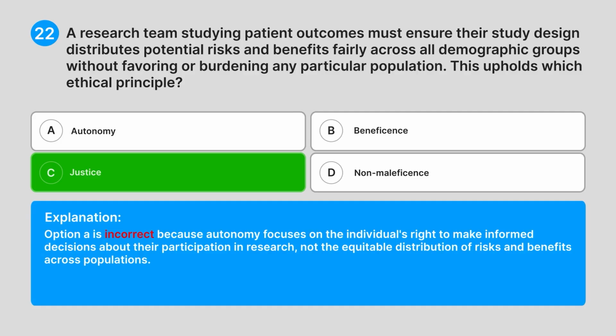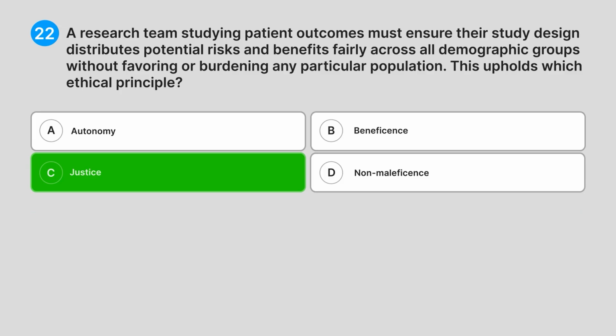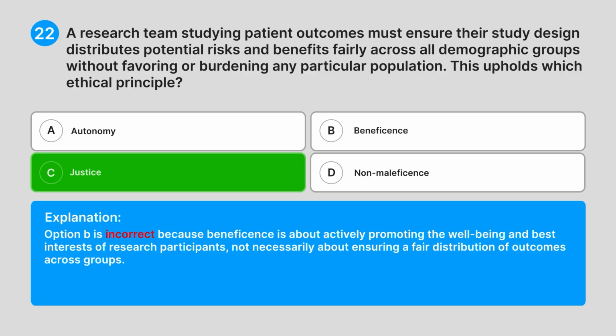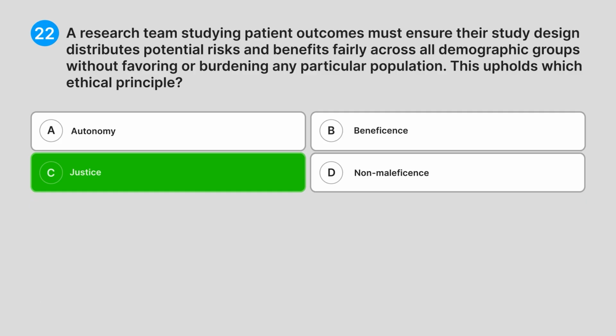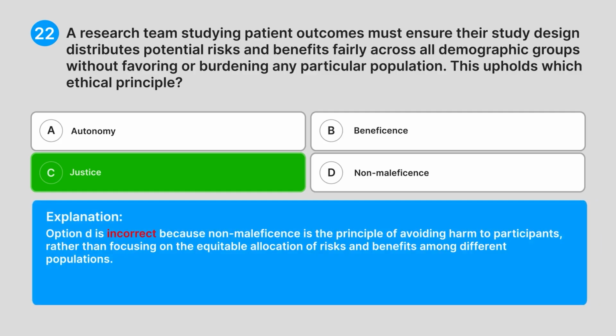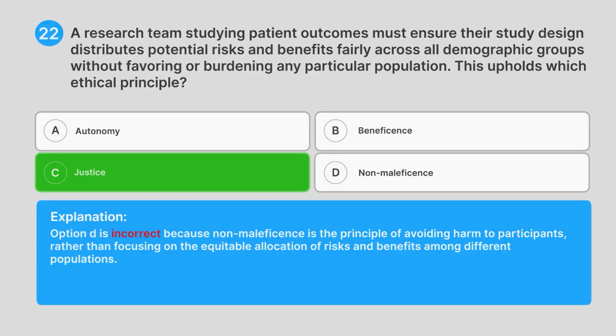Option A is incorrect because autonomy focuses on the individual's right to make informed decisions about their participation in research, not the equitable distribution of risks and benefits across populations. Option B is incorrect because beneficence is about actively promoting the well-being and best interests of research participants, not necessarily about ensuring a fair distribution of outcomes across groups. Option D is incorrect because non-maleficence is the principle of avoiding harm to participants, rather than focusing on the equitable allocation of risks and benefits among different populations.